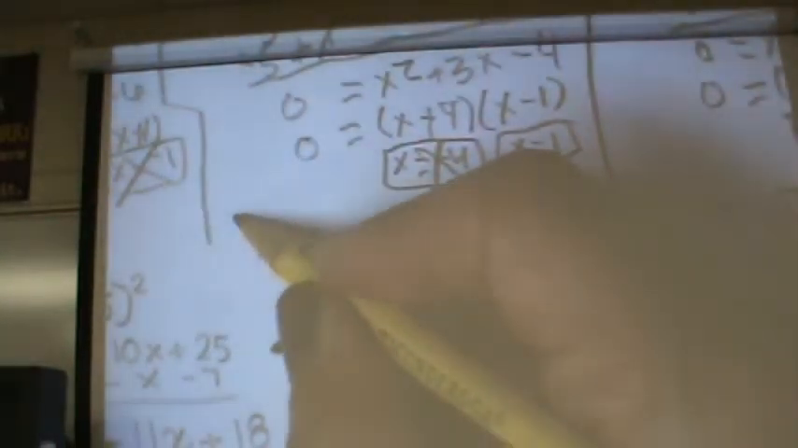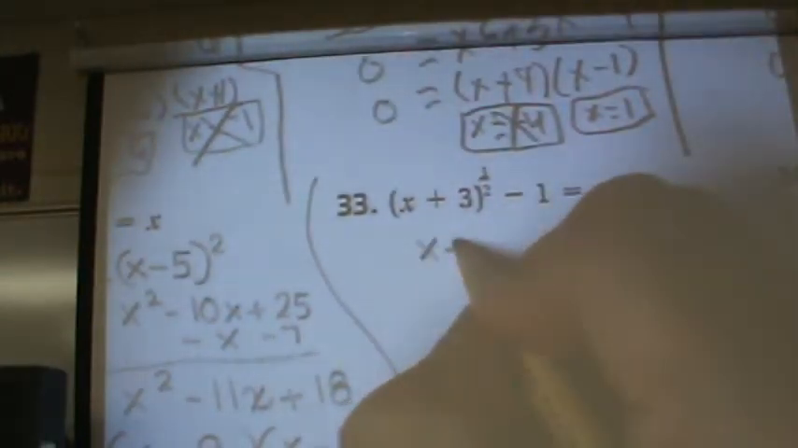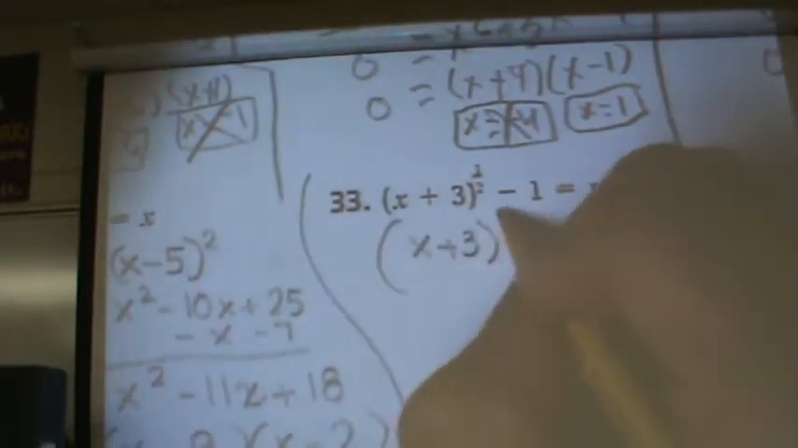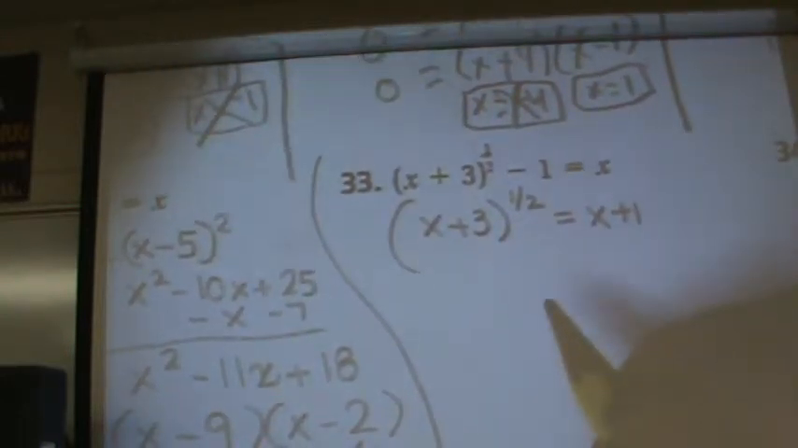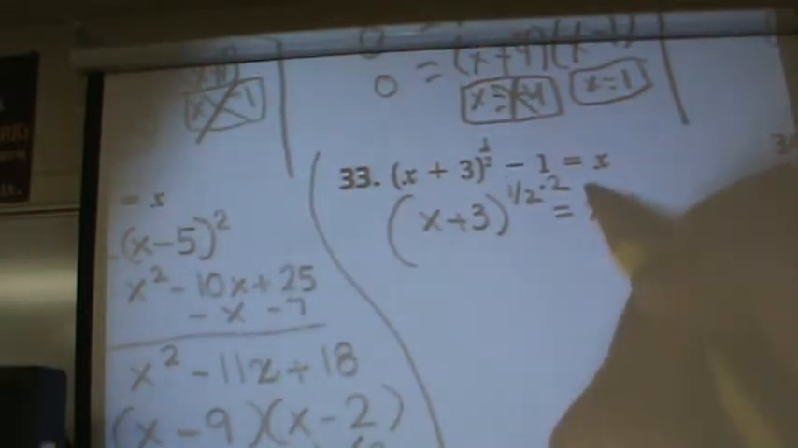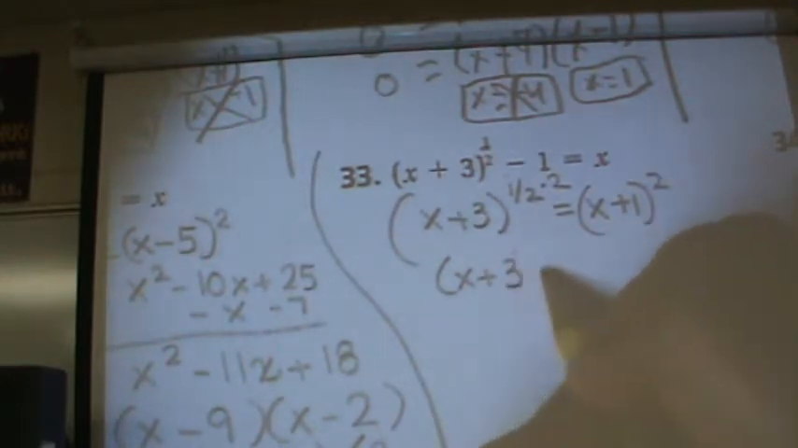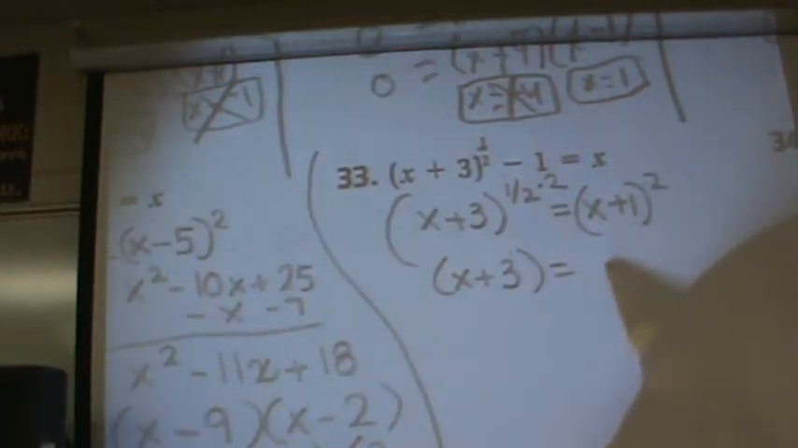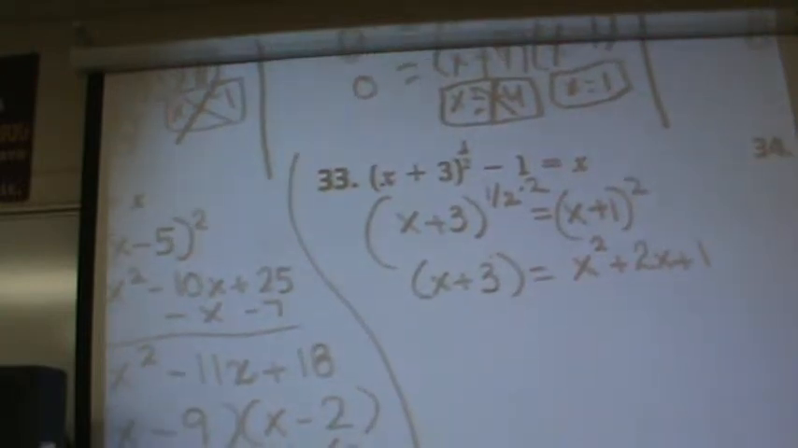Okay, 33, help me out. Add 1, I like it. X plus 3 to the 1/2 power is equal to x plus 1. Then what? And you have to square. We're going to square both sides. So on the left, you get x plus 3. What do you get on the right? Can you do that in your head? X squared plus 2x plus 1.